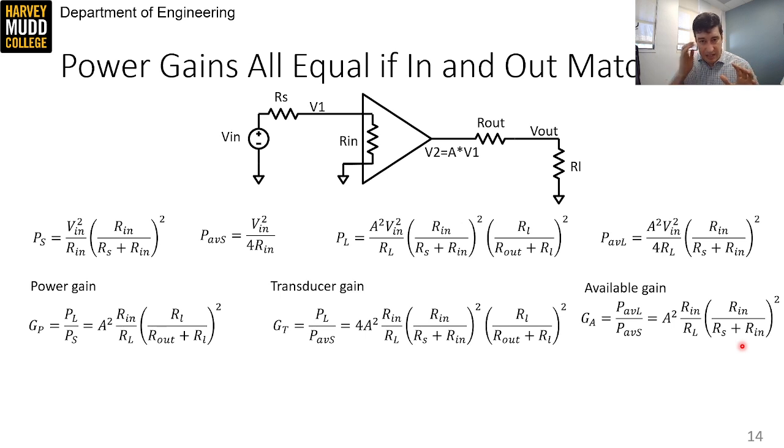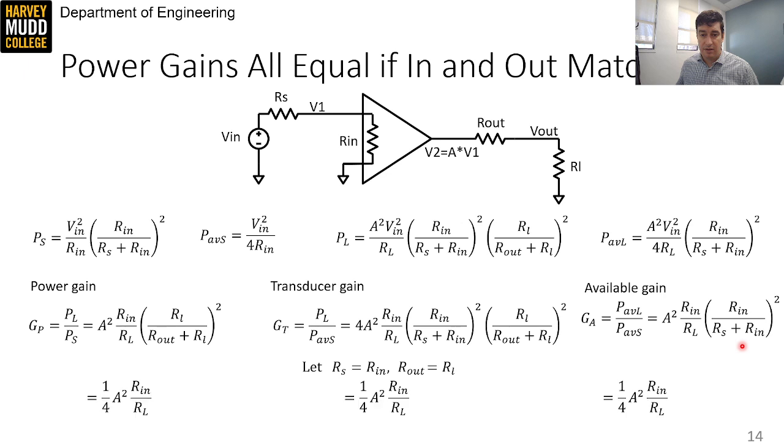So on the last slide, my thesis was that different types of power gains accounted for different types of matching. So perhaps it's unsurprising that all of these gains assume the same value if your system is matched at the input and the output. So if we assume Rs is equal to Rin and Rout is equal to Rl, we find that Gp, Gt, and Ga assume the same value. Each of the divider ratios becomes 1/2, and squaring that yields 1/4, and the 4 in Gt cancels out with one of the 1/4 factors.